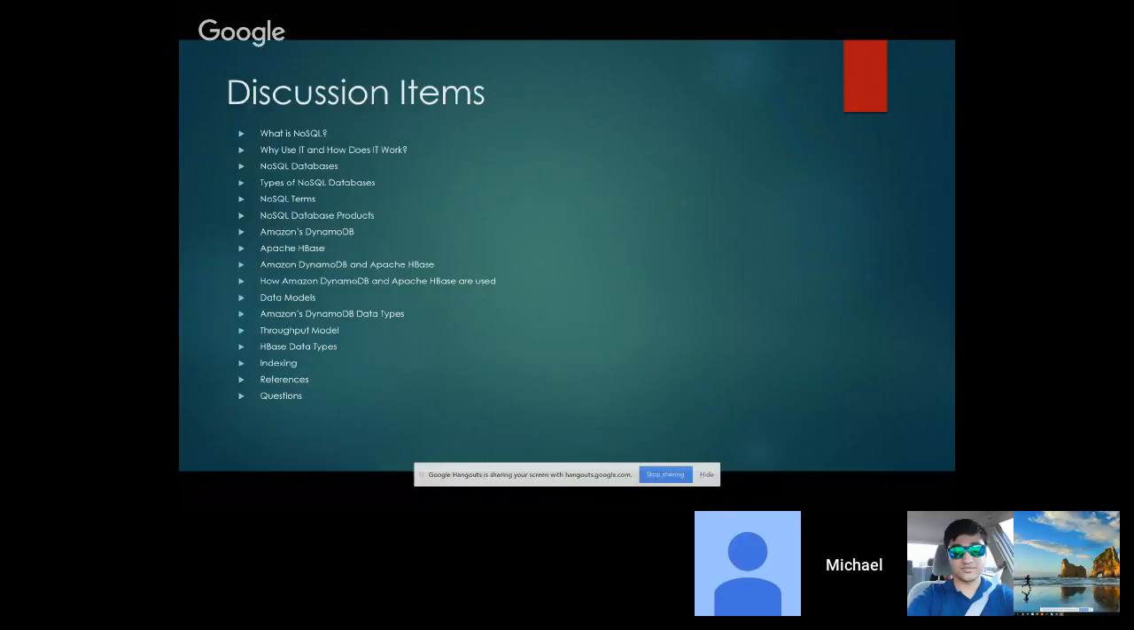We're also going to look at a comparison between Amazon's DynamoDB and Apache HBase. We're also going to look at different data models, Amazon's DynamoDB data types, throughput, HBase data types, and indexing.